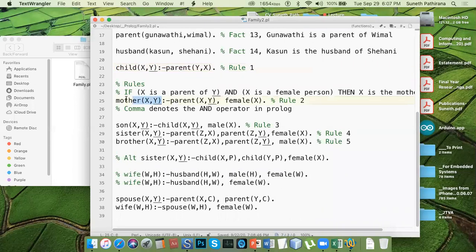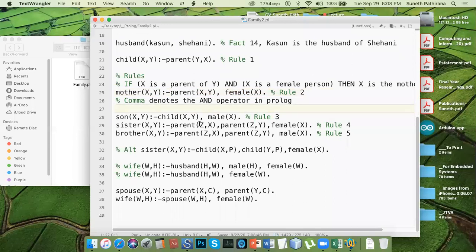Accordingly, you can introduce more complicated rules. For example, the mother relationship, that means x is the mother of y. Two conditions need to be satisfied. First, x needs to be a parent of y. And x, who is claiming to be a mother, must be a female person. In other terms, a mother is nothing but a female parent.